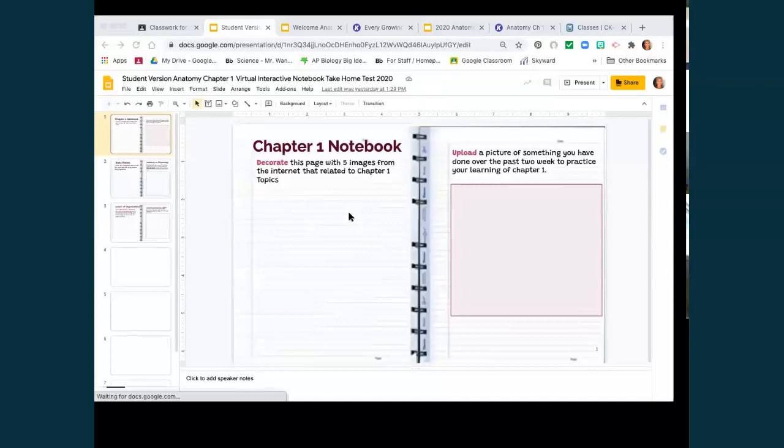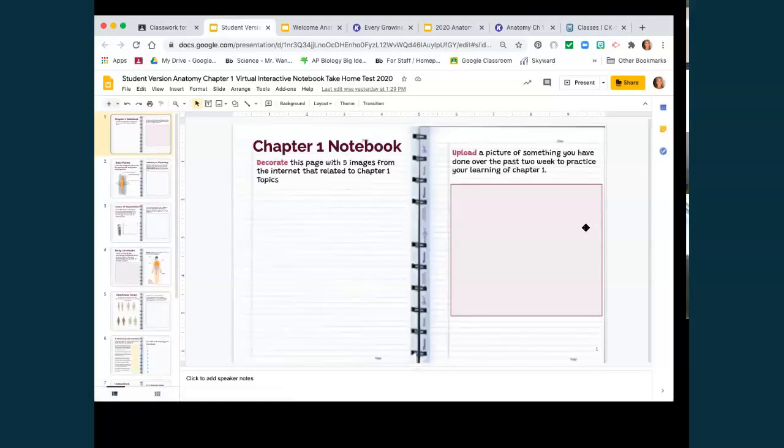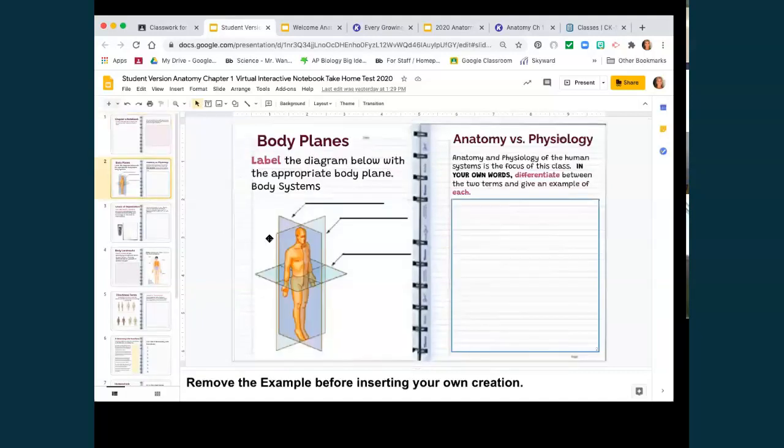Find 5 images that relate to chapter 1 topics. So this just lets me know what it is that we studied. Upload a picture of something you've done. I know you guys are studying on your own and making your own visuals or flashcards or something. Just take a picture of something you've made that has helped you study this week or 2 weeks, whatever.